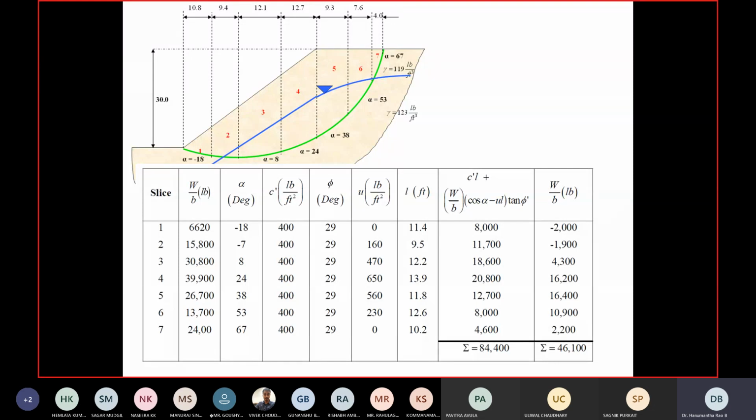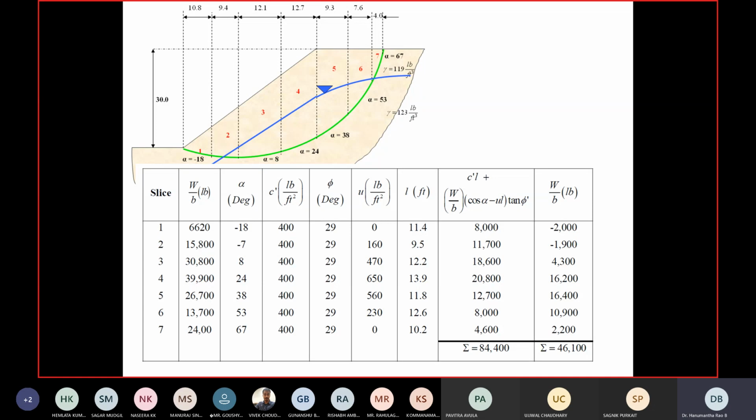So you have to calculate the resisting force, which is nothing but C dash plus sigma tan phi. Here C dash is nothing but C dash into L, the total cohesion all along the length of the slip circle, and the effective normal stress sigma dash is equal to sigma minus U. Sigma is W by B into cos alpha, minus U, which is nothing but U into L, multiplied by tan phi.